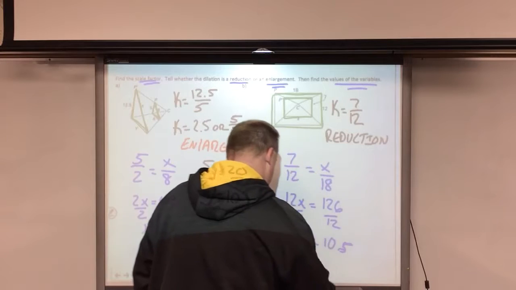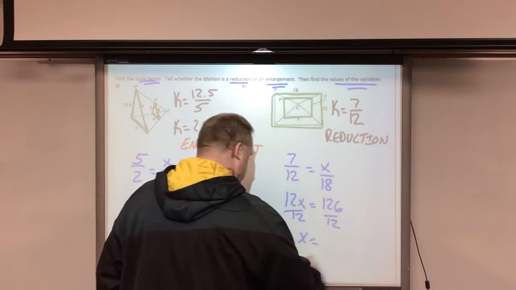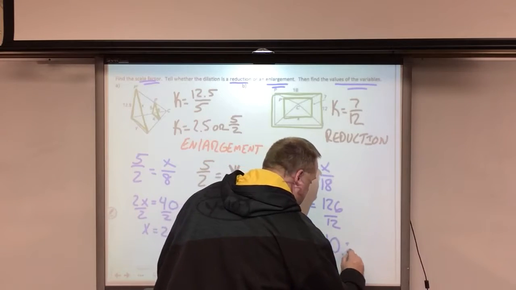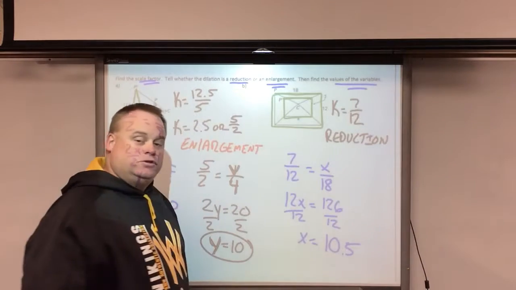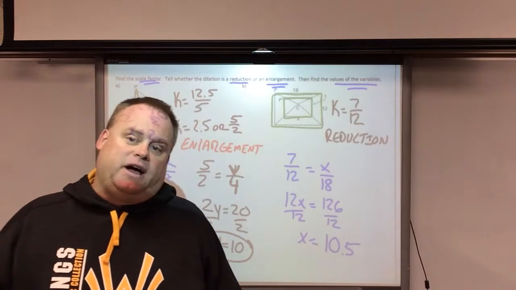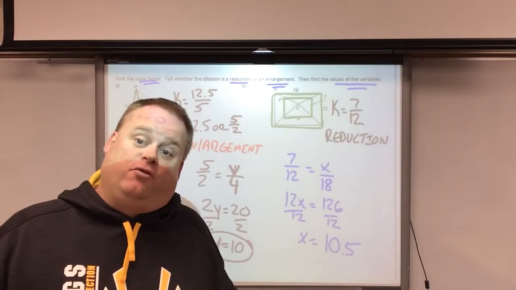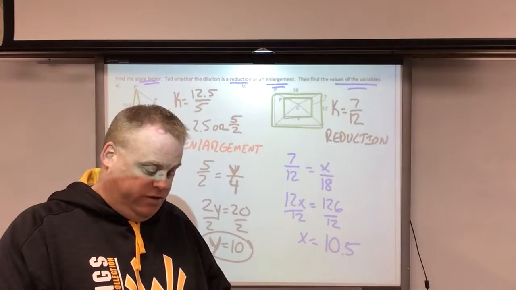Holy cow, that didn't come out very well. Let's do that again. 10.5. So you should have x is equal to 10.5 as you do this. All right, hopefully, if there are any questions, feel free to ask. We'll get going with the backside.